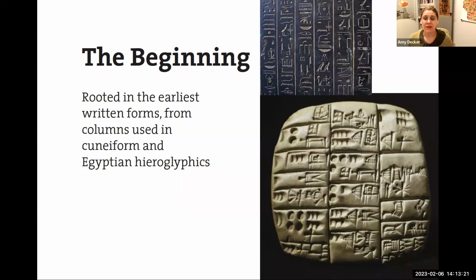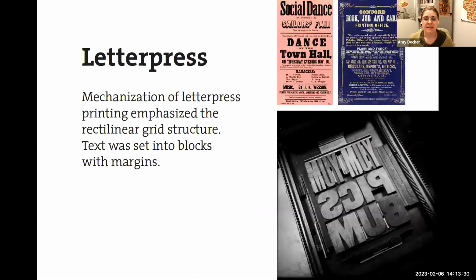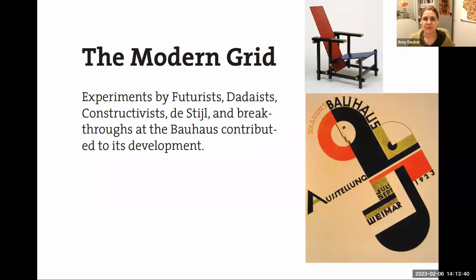Grids have been around since the earliest written forms, from columns used in cuneiform and Egyptian hieroglyphs to the letterpress. The mechanization of letterpress printing emphasized the rectangular grid structure. Text was set into blocks with margins. Experiments by futurists, Dadaists, constructivists, de Stijl, and breakthroughs at the Bauhaus contributed to its development.